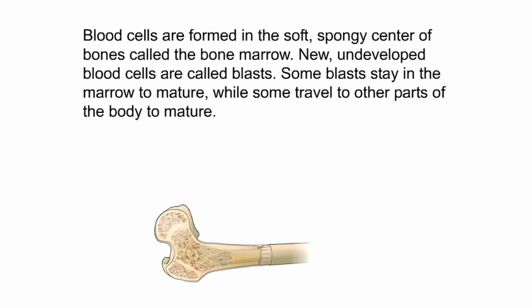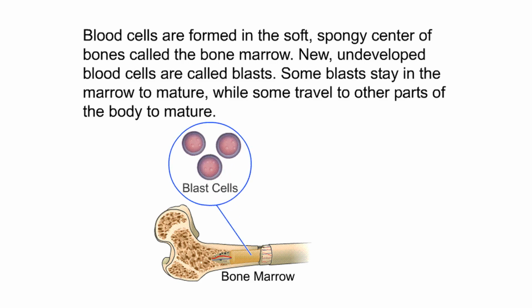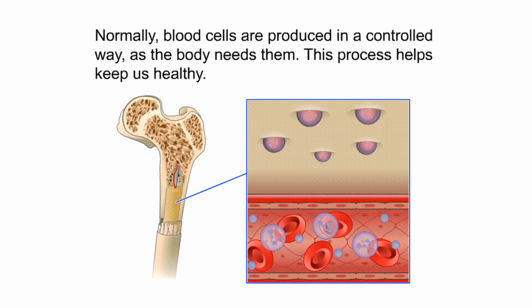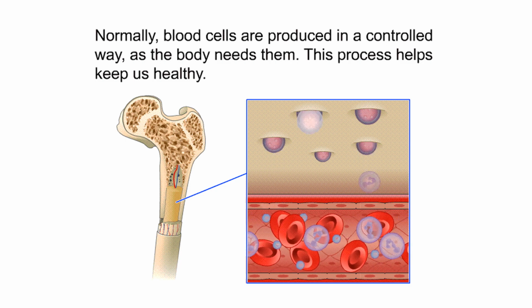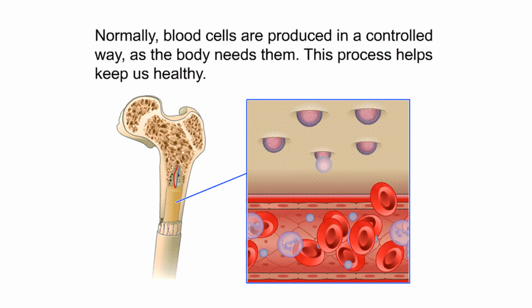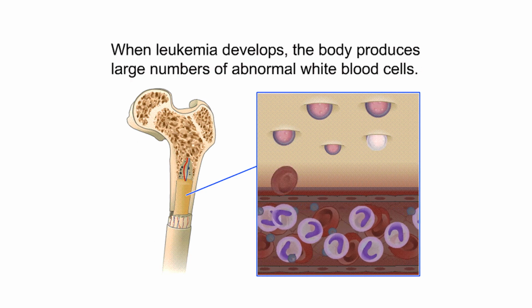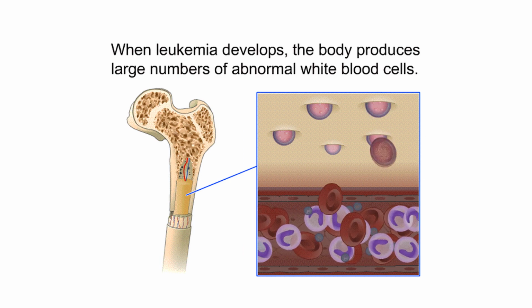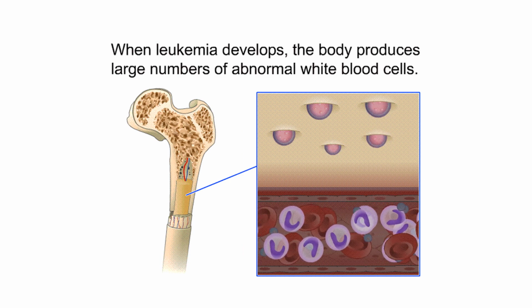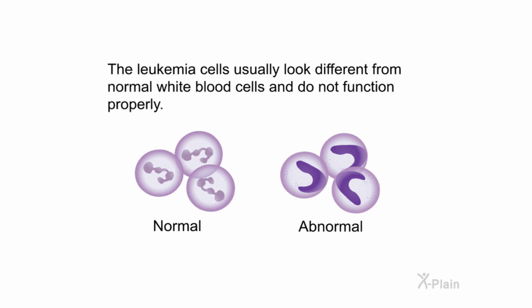Blood cells are formed in the soft, spongy center of bones, called the bone marrow. New, undeveloped blood cells are called blasts. Some blasts stay in the marrow to mature, while some travel to other parts of the body to mature. Normally, blood cells are produced in a controlled way as the body needs them. This process helps keep us healthy. When leukemia develops, the body produces large numbers of abnormal white blood cells. The leukemia cells usually look different from normal white blood cells and do not function properly.